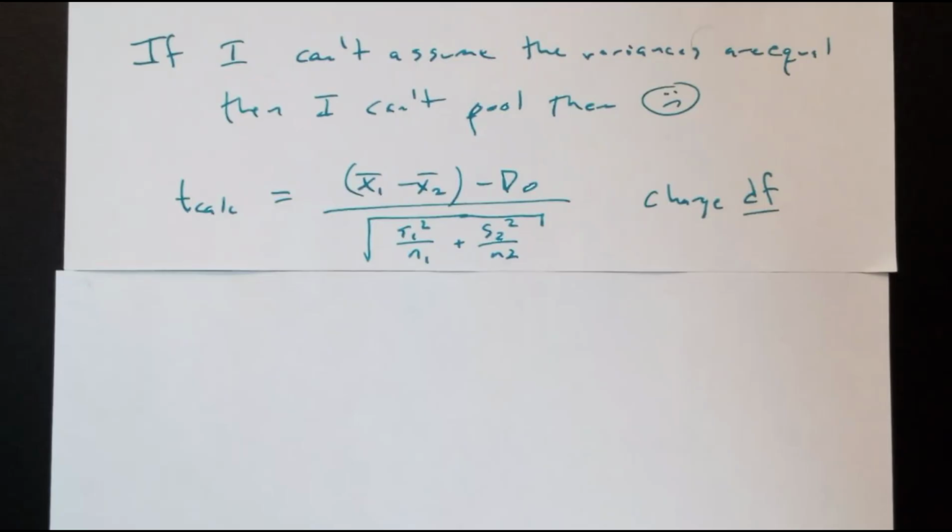So as I mentioned on Wednesday, if I can't pool the variances, if I have to deal with those separately, I've got to adjust somewhere else. The adjustment I make is in which t-curve I use, and I choose my t-distribution based on the degrees of freedom.